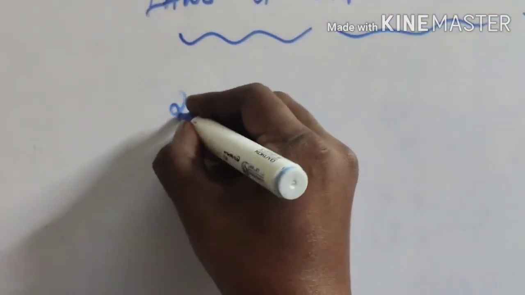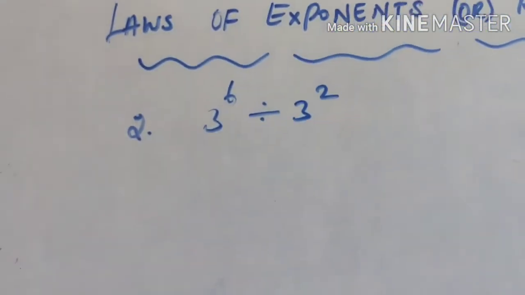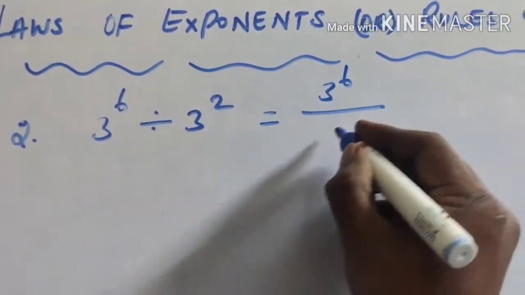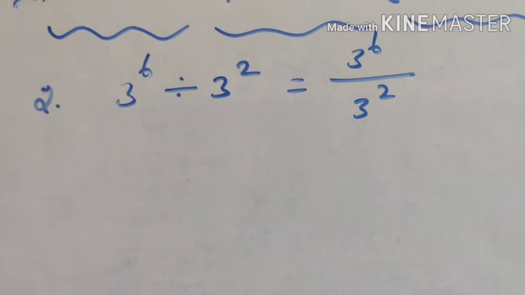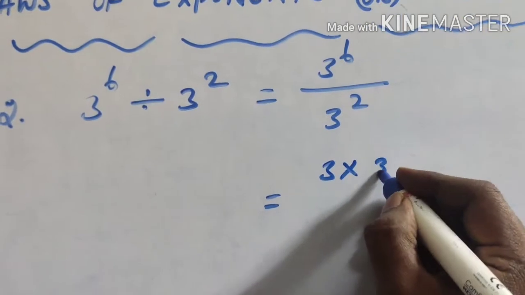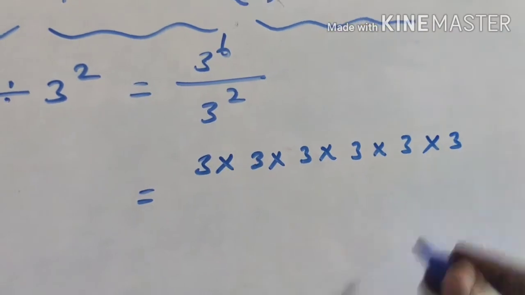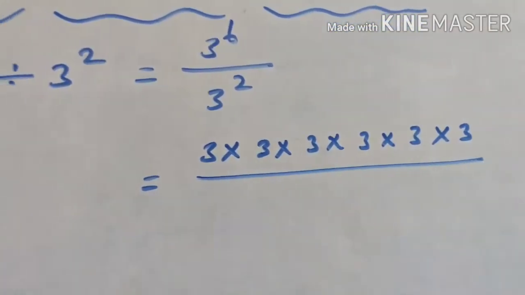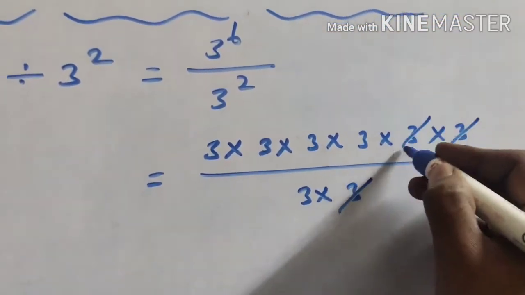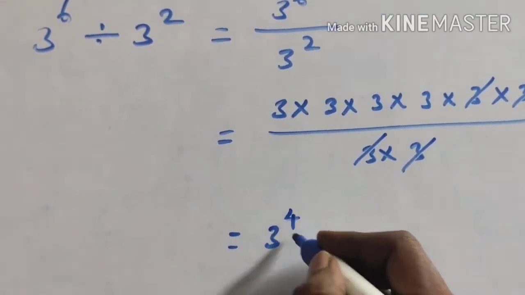Next we are going to see here, 3 to the power of 6 divided by 3 to the power of 2. How can we expand this? Because it is division, 3 to the power of 6 can be expanded as 3 into 3 into 3 into 3 into 3 into 3, that is 6 times, divided by 3 square, 3 into 3. Now you have to cancel. Now what are the remaining? 3 to the power of 4.